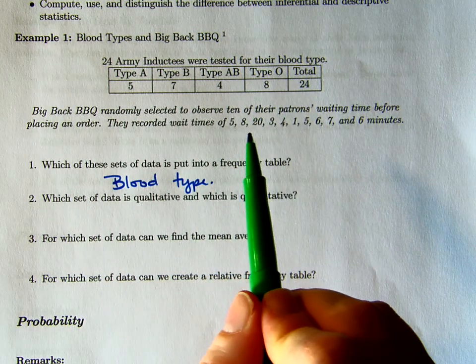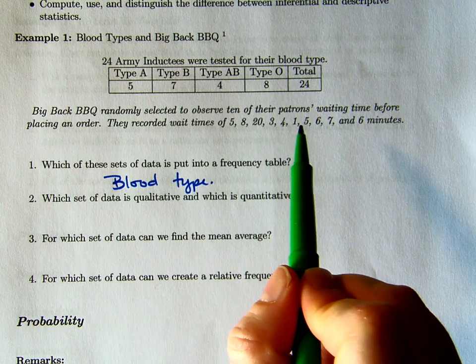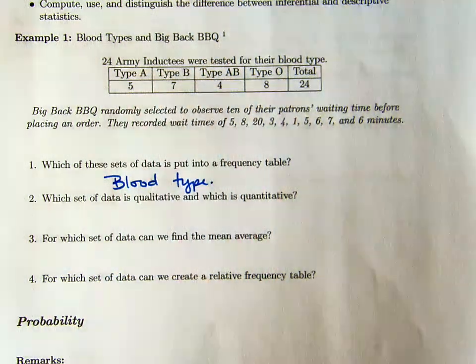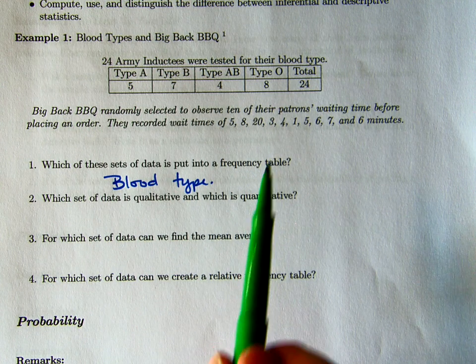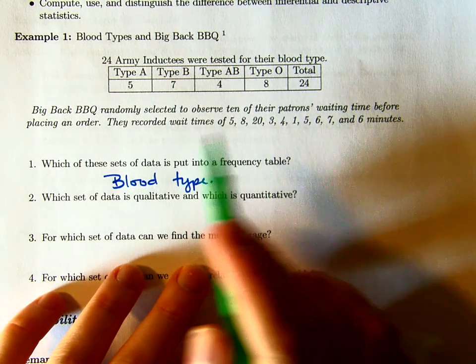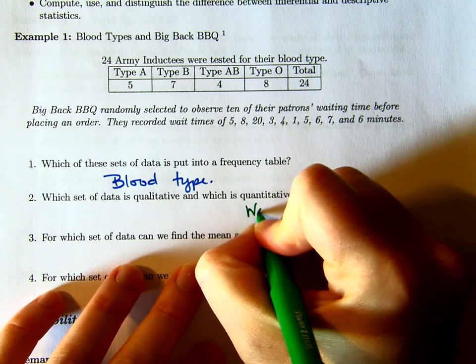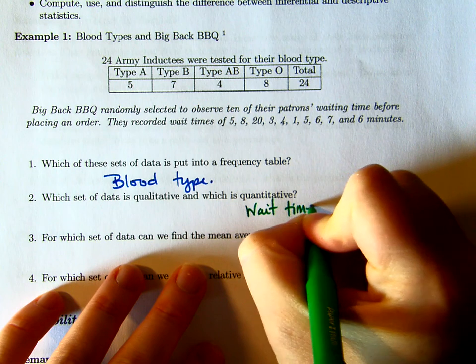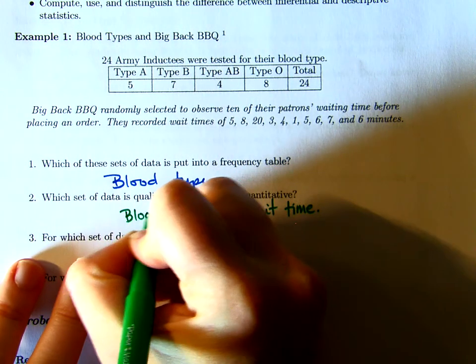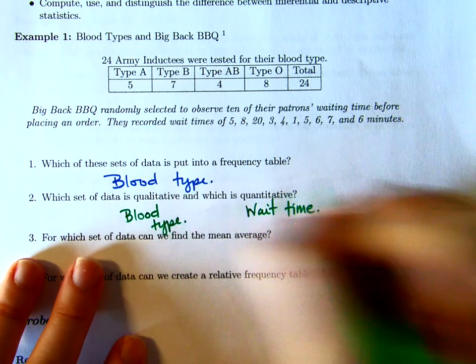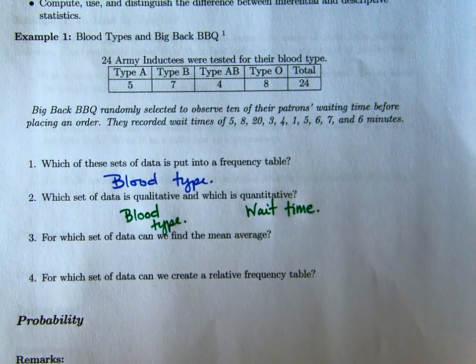But here they would ask the patron, okay, how long did you have to wait to get served? And the person would say, I waited 4.5 minutes. And that is a numerical measure. So quantitative here, wait time. Wait time. That's a numerical measure, whereas blood type is a quality.